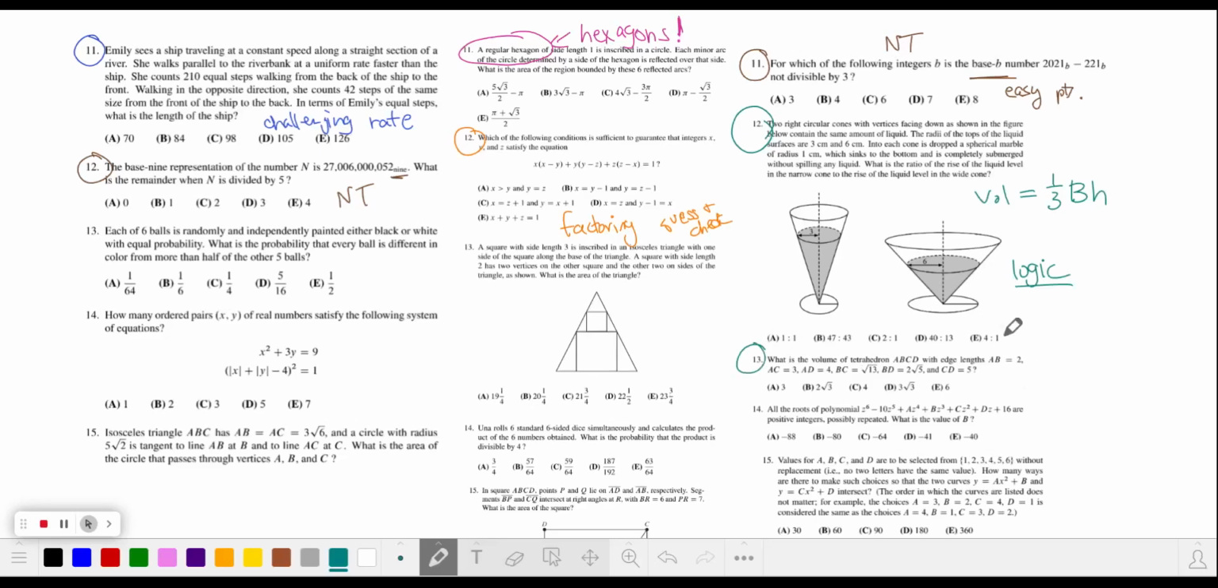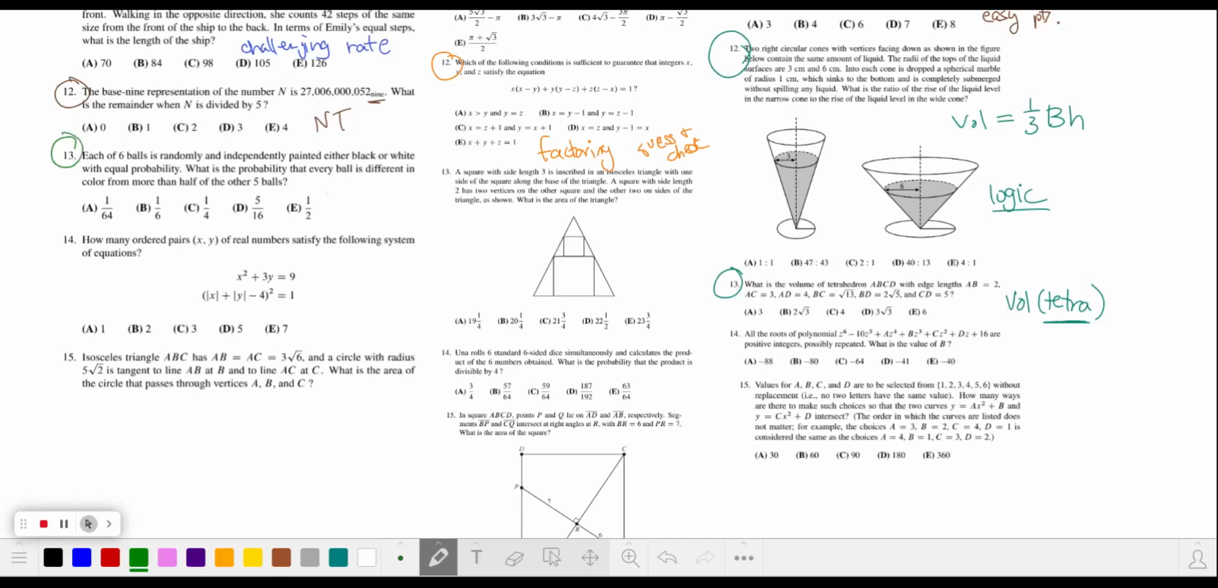Here's another problem that's pretty challenging, to find the volume of a tetrahedron. This comes up a fair bit, so you want to be familiar with tetrahedrons. I thought this one was a pretty easy probability problem. I thought this number 14, also probability, but I thought it was more challenging. 13 is a really typical problem.